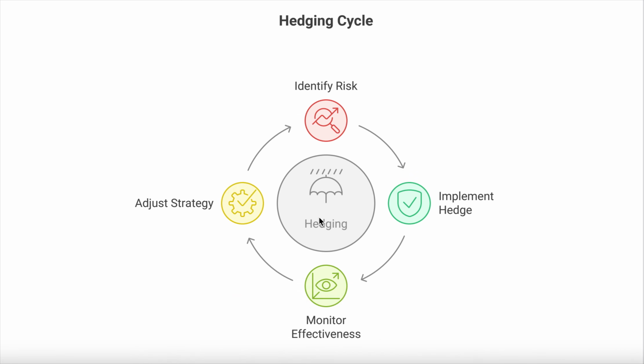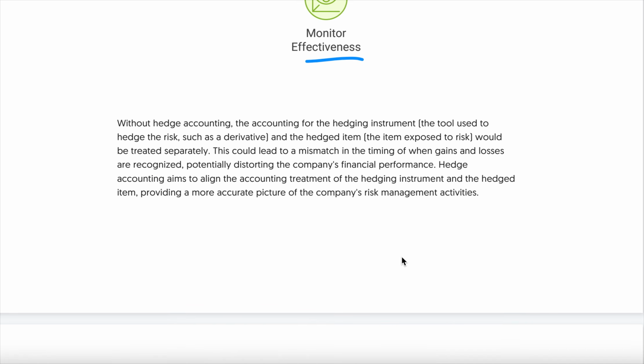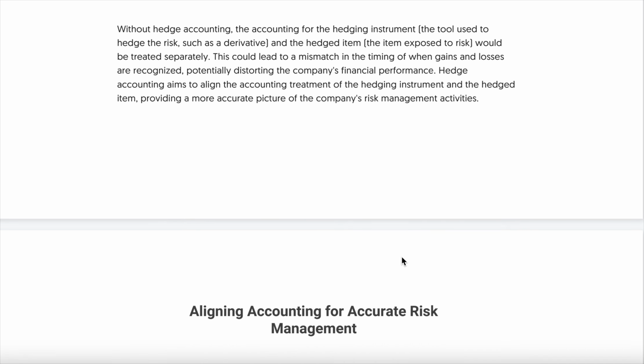As you can see in here, there's a hedging cycle. So you identify the risk, which normally is your hedged item. You implement the hedging technique, which is your hedging instrument. You monitor the effectiveness, and then you adjust the strategy as you go. So this whole process is called hedging. Now, why is hedging important?